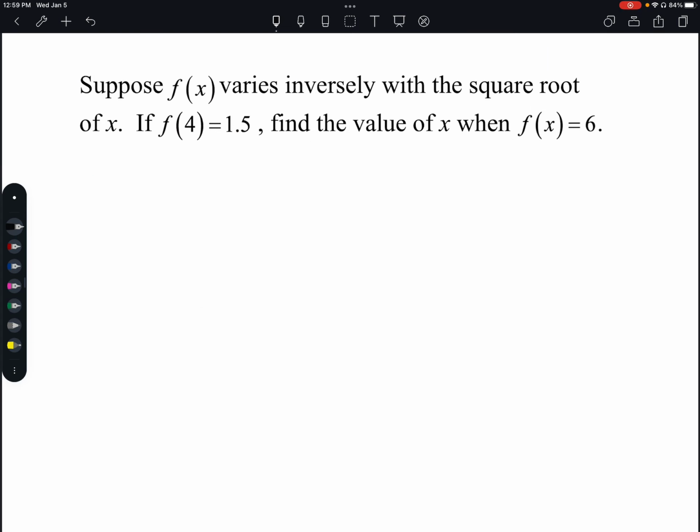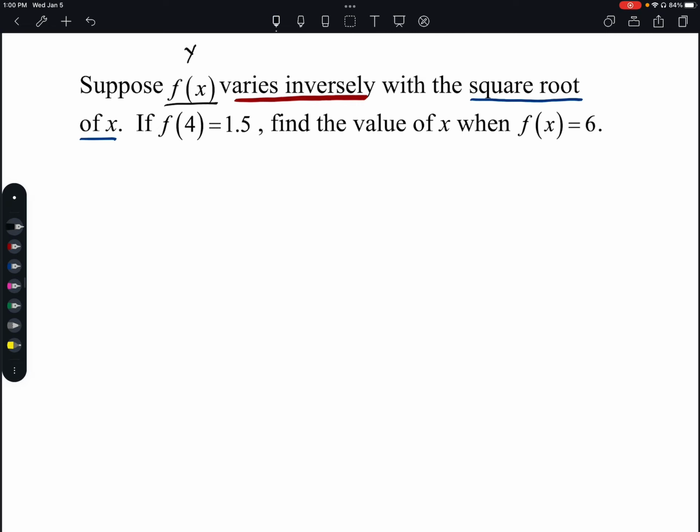Suppose that f of x varies inversely with the square root of x. If f of 4 equals 1.5, find the value of x when f of x equals 6. Okay, so remember, f of x is like our output. It's like our y. So it's telling us that it varies inversely with the square root of x. So make sure you're reading carefully, especially when it's talking about squares and square roots.